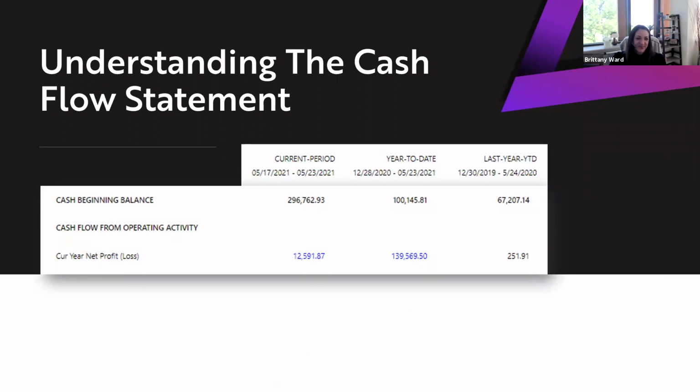Let's go through the cash flow statement. And really, at the top of the cash flow statement, it should always start with the bank account balance and then lead right into the profitability from your P&L. So I want you guys to get your bearings here a little bit. Notice there's 3 columns: current period, year to date, and last year or prior year information.